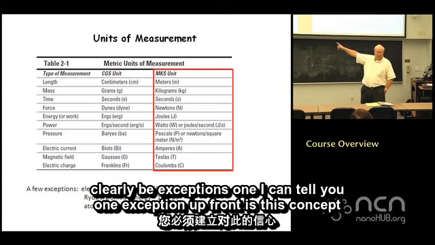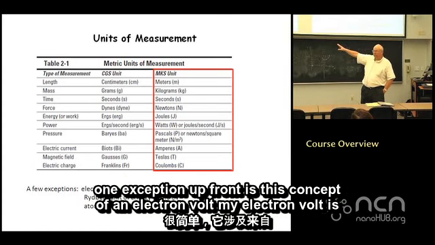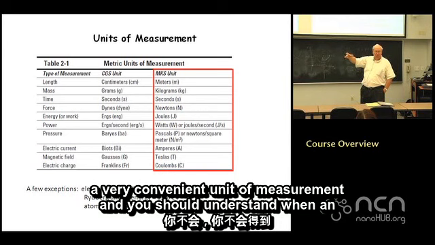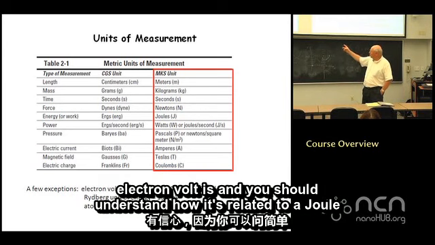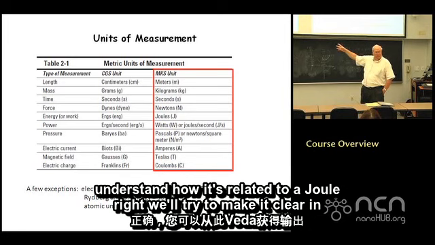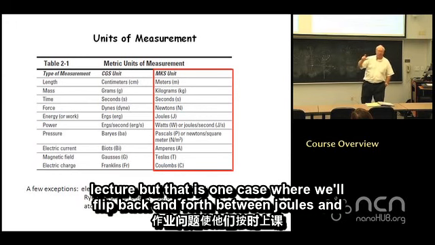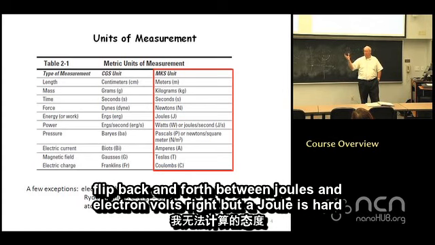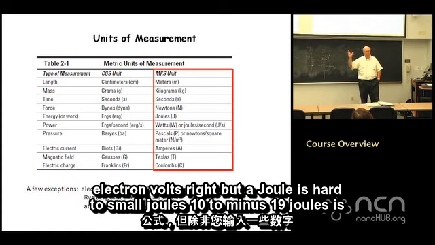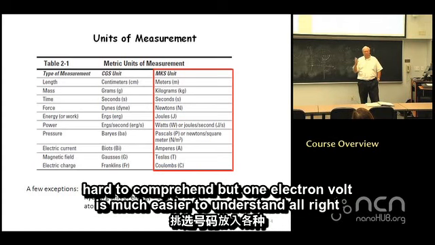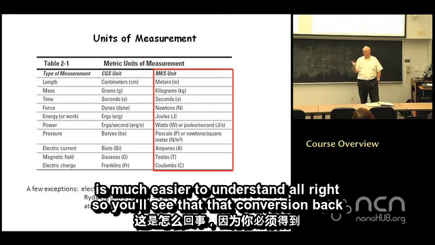I can tell you one exception up front: the electron volt. The electron volt is a very convenient unit of measurement. You should understand what an electron volt is, and you should understand how it's related to a joule. We'll try to make it clear in lecture, but that is one case where we'll flip back and forth between joules and electron volts. A joule is hard to comprehend; 10 to the minus 19 joules is hard to comprehend. But 1 electron volt is much easier to understand. So you'll see that conversion back and forth throughout the semester.